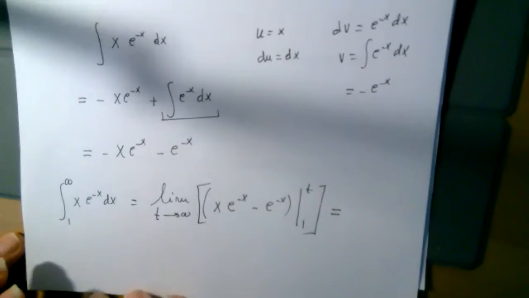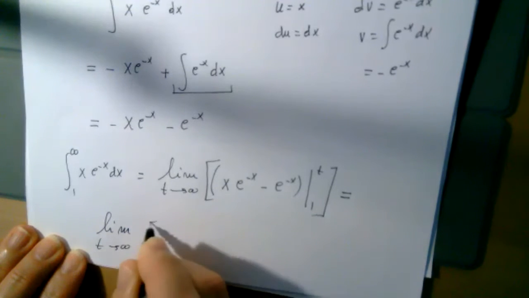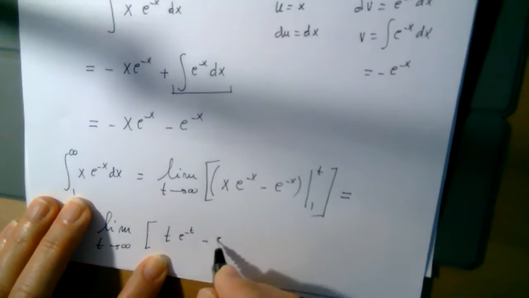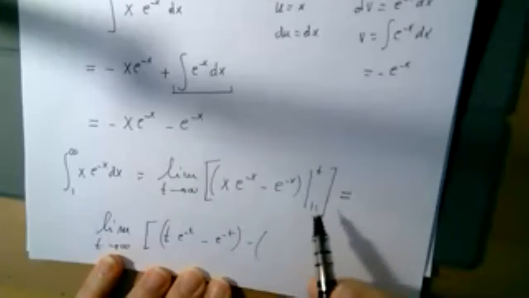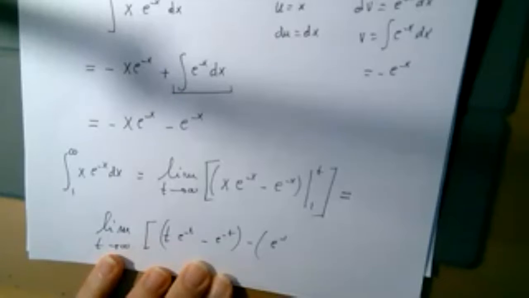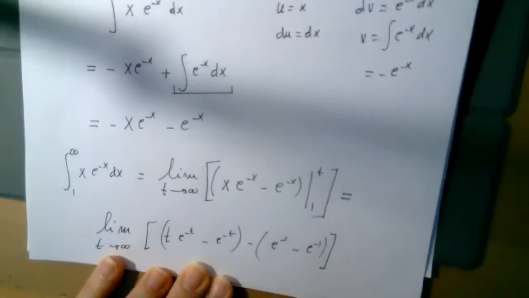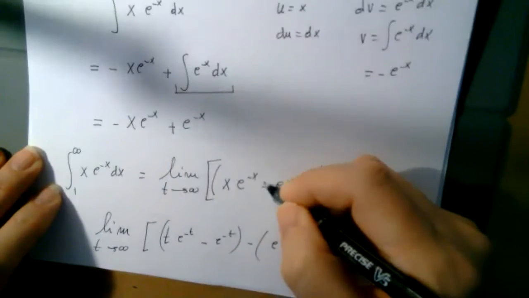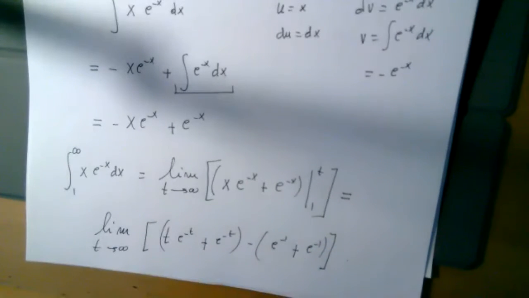So now let us compute this limit. So that's the limit as t goes to infinity of the following: t e to the minus t, minus e to the minus t, minus, at 1, I will have 1 times e to the minus 1, minus e to the minus 1. And something is bothering me. That's a plus. You correct me if I did, yes, thank you, thanks. You're right, that's why something was bothering me.